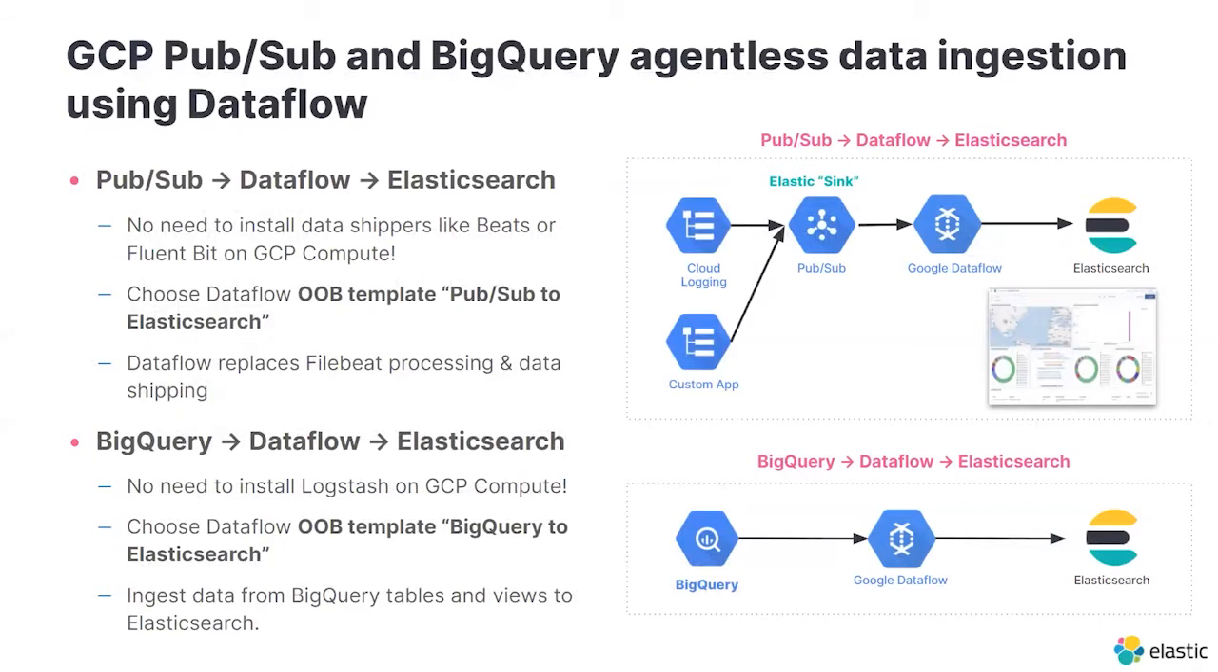I have one more slide. This is a high-level flow of how this data ingestion works. Pub/Sub to Dataflow to Elasticsearch. Again, you don't need to use third-party data shippers like Beats or Fluent Bit. Suyog is going to show you how you can do this with the Dataflow out-of-the-box template. And the second, from BigQuery to Dataflow to Elasticsearch, again using the out-of-the-box Dataflow templates. With this, let me hand it over to Suyog, who's going to show you a demo on how to do this.